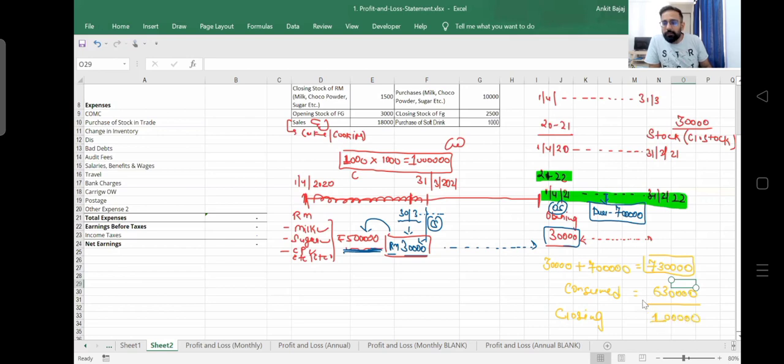Why is the closing stock of the company going to be 1 lakh rupees? Because during the year the company was having stock of rupees 7,30,000 with them. And here the company has consumed 6,30,000 of stock. Company ने क्या किया? 6 lakh stock consume कर लिया. So here the closing stock value is going to be 1 lakh rupees.